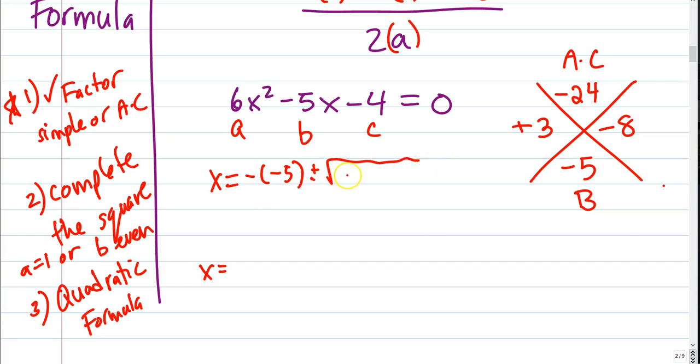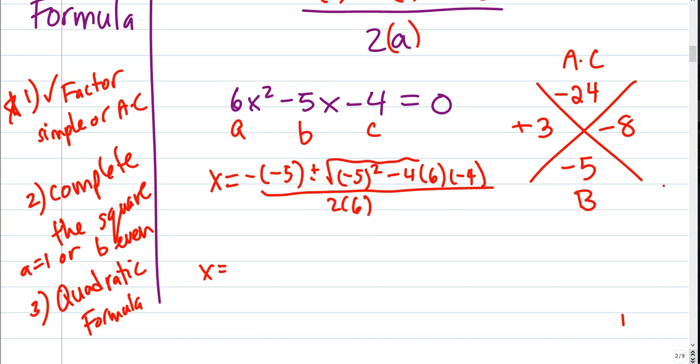X is equal to negative b plus or minus the square root of b squared. It's negative 5 squared, but it is not negative 5 squared without parentheses. I need that negative to be squared for it to be right. Minus 4 times a, which is 6, times c, which is negative 4. Those parentheses come in handy. All divided by 2 times a.